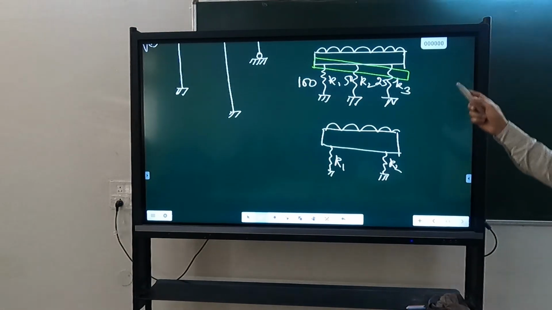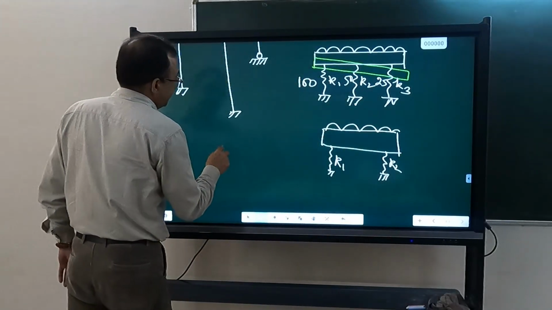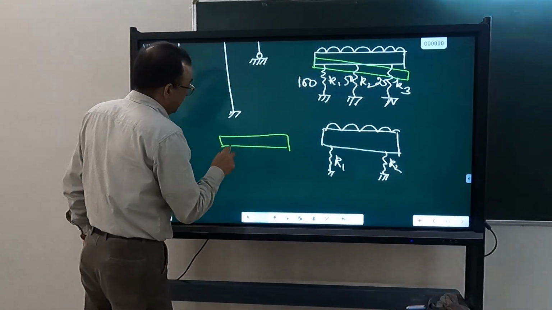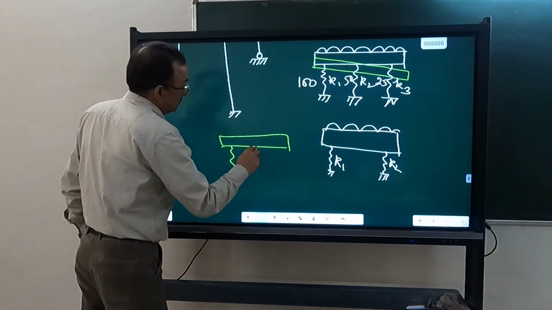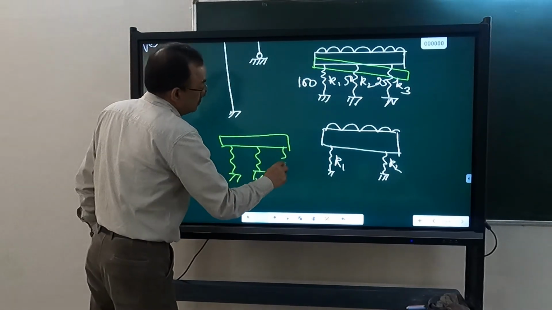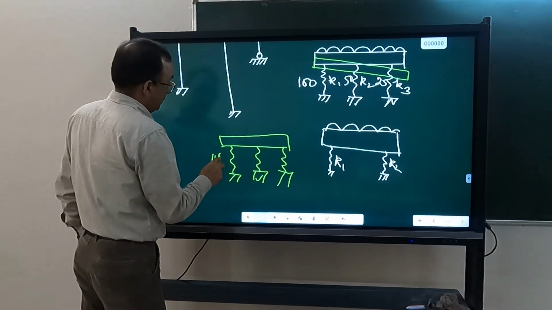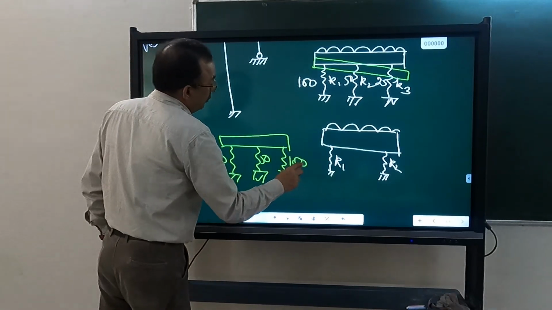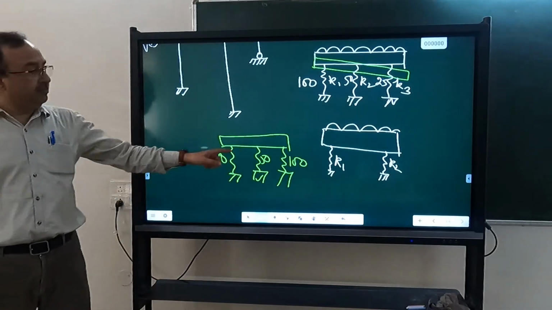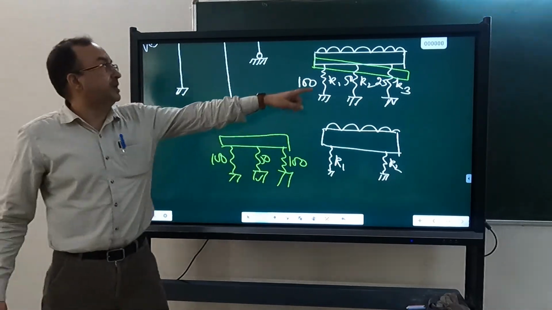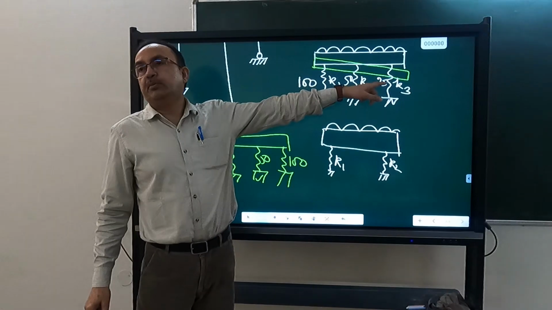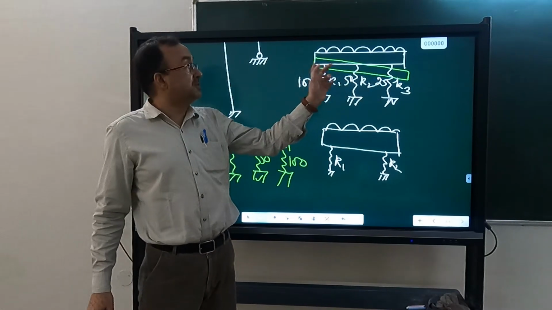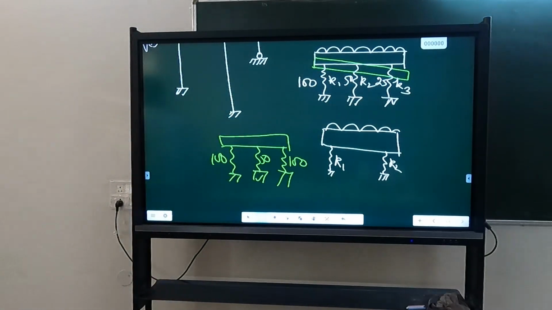So suppose these springs are symmetric. If you have this type of springs, 100 kN per meter, 50 kN per meter, and 100 kN per meter, then it will be proportional to stiffness. But not here. Here it won't be proportional to stiffness because the displacement is also changing. Okay?